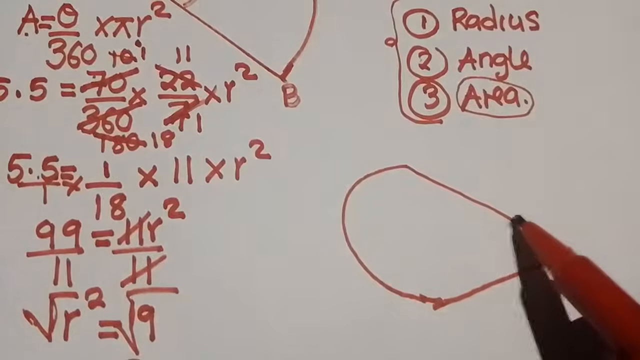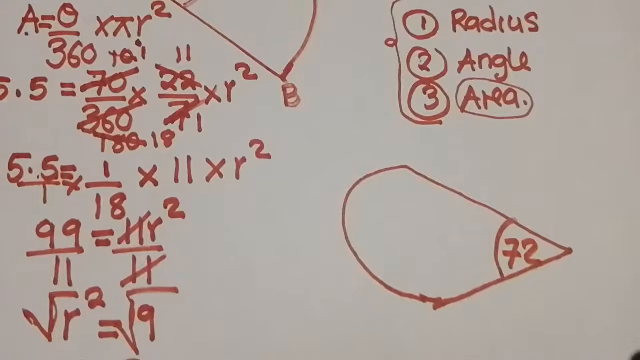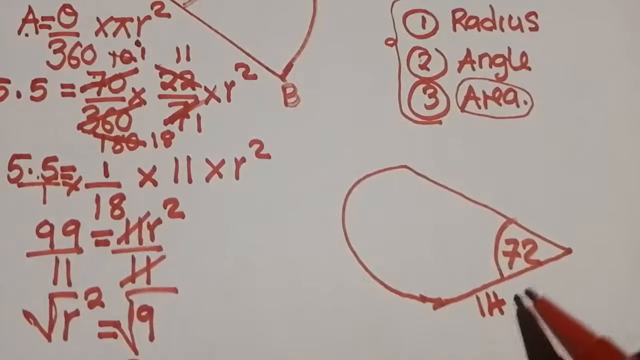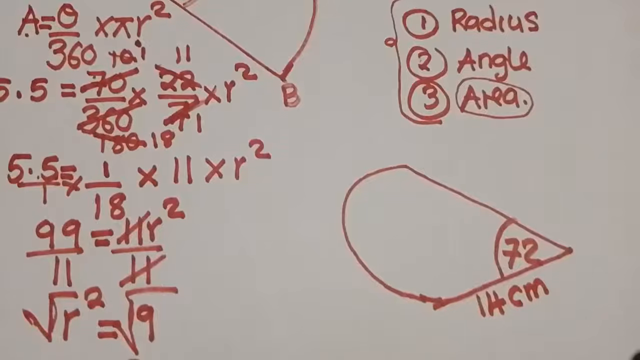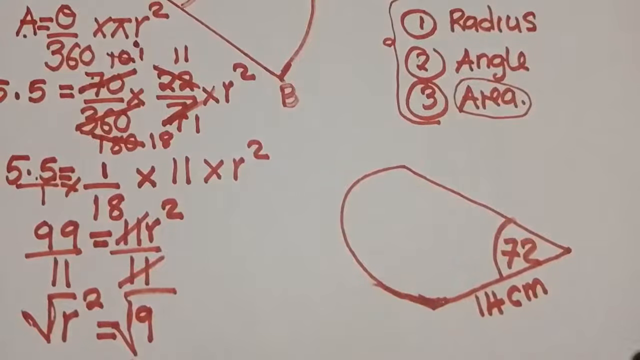So you are given the angle here, which is 72. Then you are given the radius here, which is 14 centimeters. This is what we are given. So this is a what? This is a sector, like this.